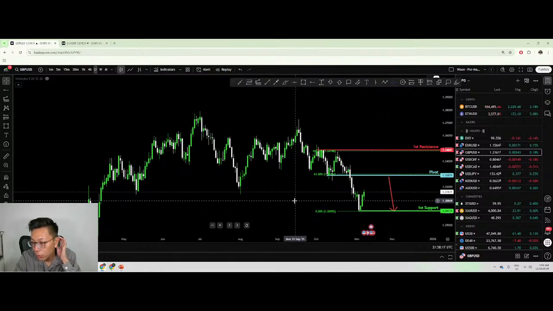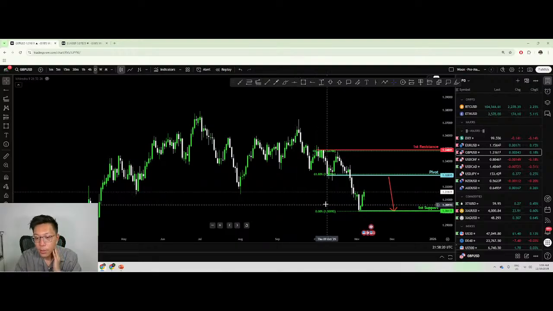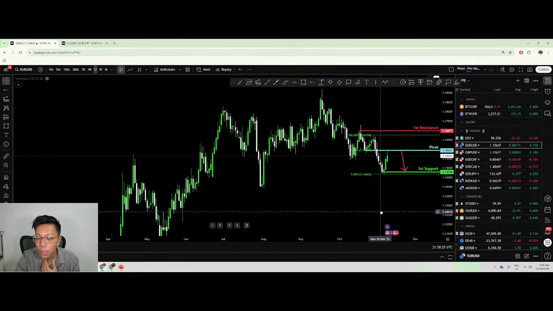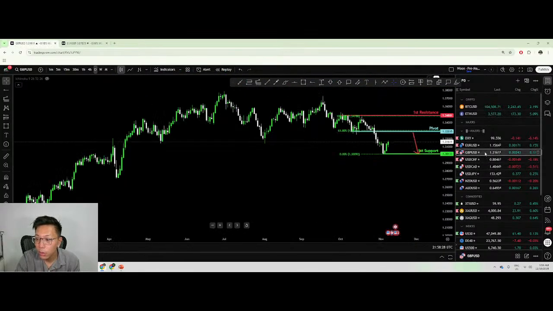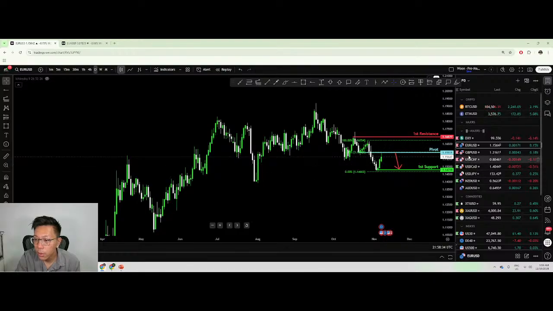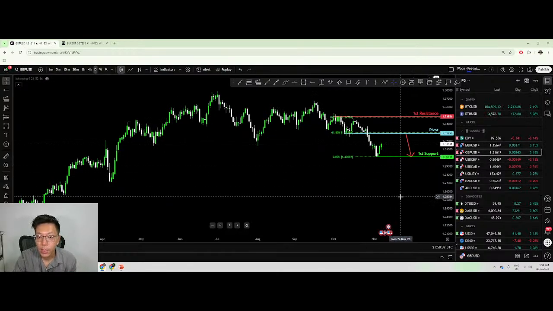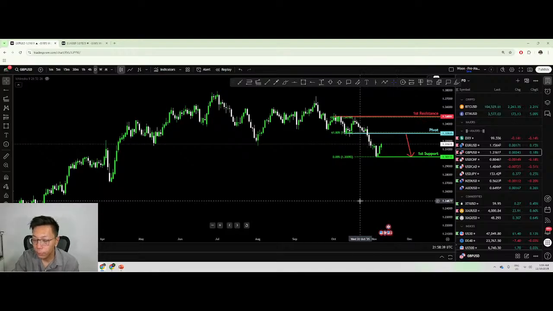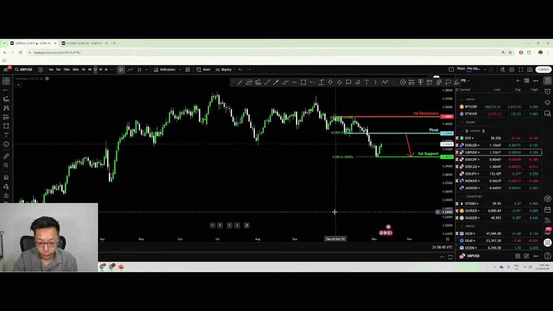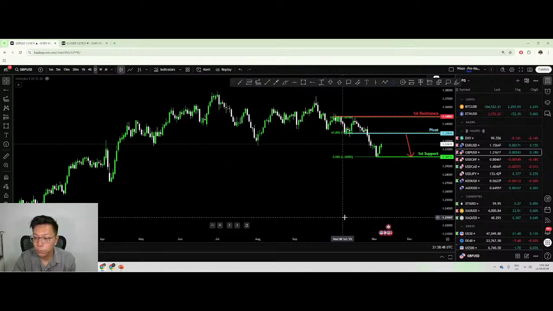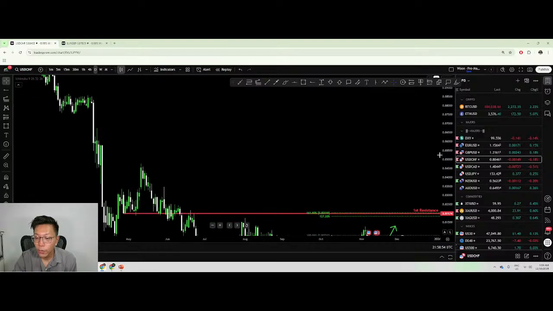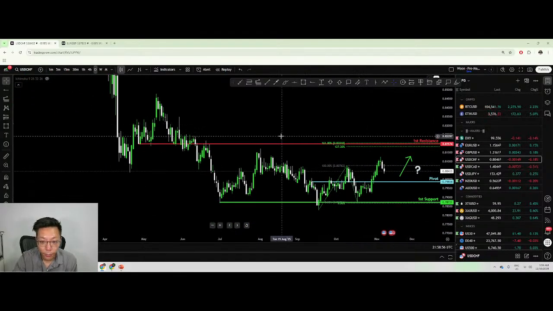Quite similarly to Euro Dollar actually, right? Since we have almost the same setup, because these pairs usually work hand in hand, just that Euro Dollar might have an entry first as compared to GBP USD. Okay, so now moving on to USD CHF.